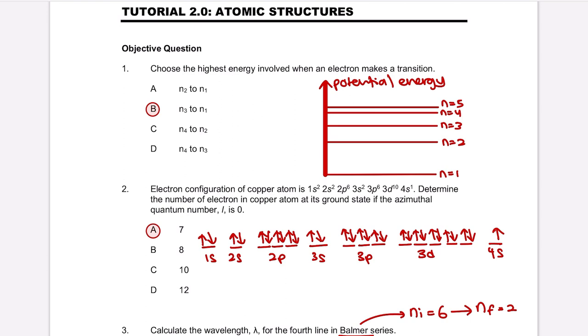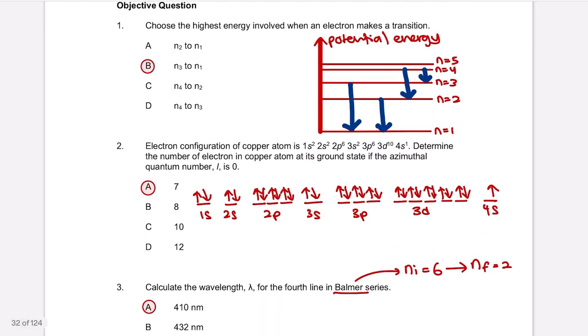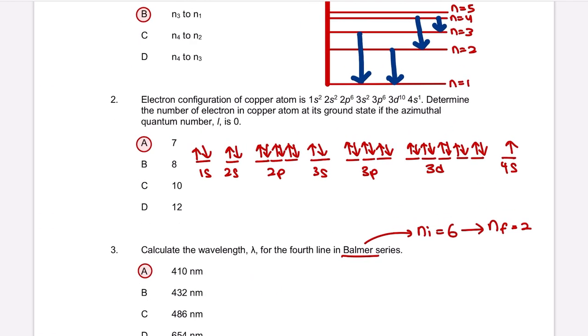What you need to recall from our class is that I told you when an electron drops from a high energy level to a low energy level, if the gap is larger, that means the energy will be higher. So in this case, it will be from n equals 3 to n equals 1. If you compare the others, from n equals 2 to n equals 1, n equals 4 to n equals 2, and finally n equals 4 to n equals 3, you will realize that n equals 3 to n equals 1 has got the highest energy. Alright, so let's move on to the next question.